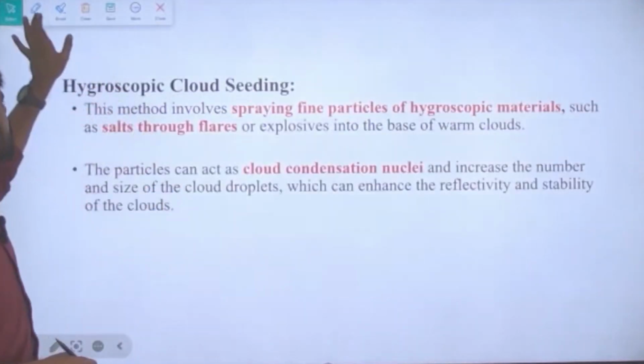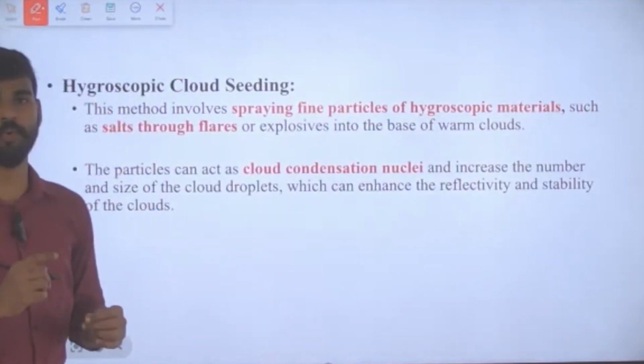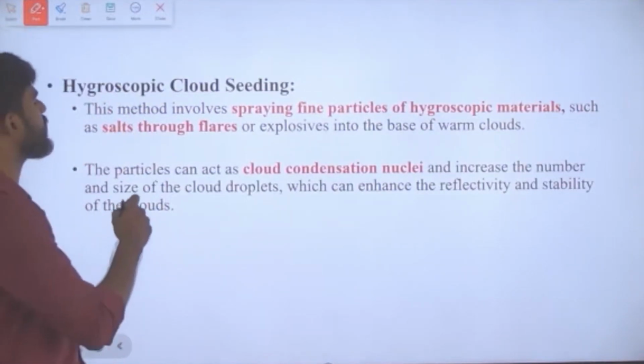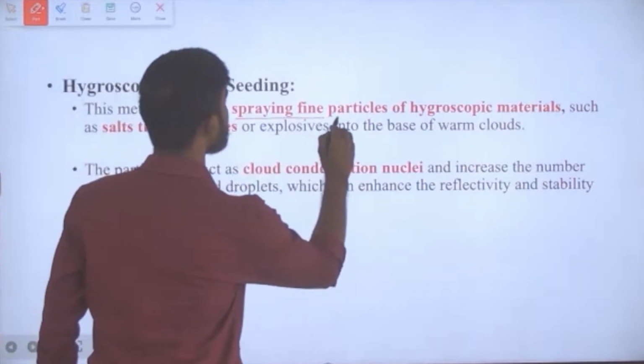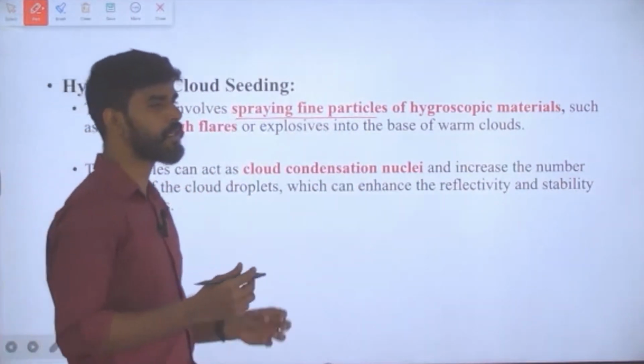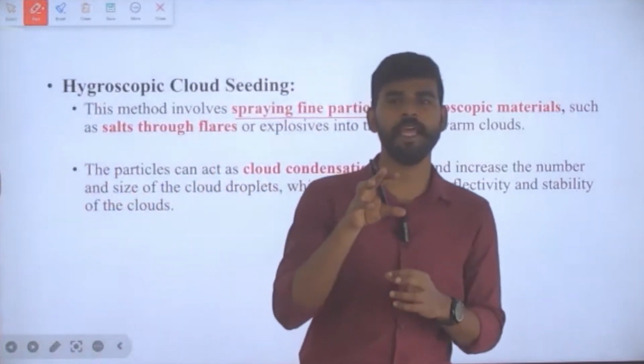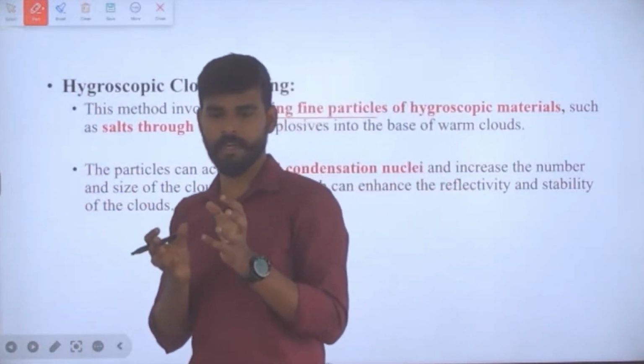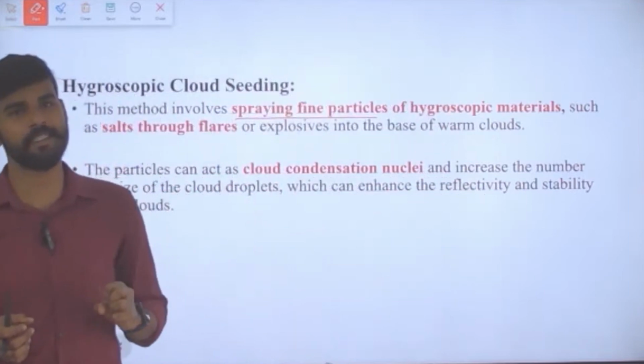Another method we have is hygroscopic cloud seeding. What is hygroscopic cloud seeding? It is a method which involves spraying fine particles of hygroscopic material. What are hygroscopic materials here? Those materials which are able to attract water. Either they can absorb water or they can adsorb water.